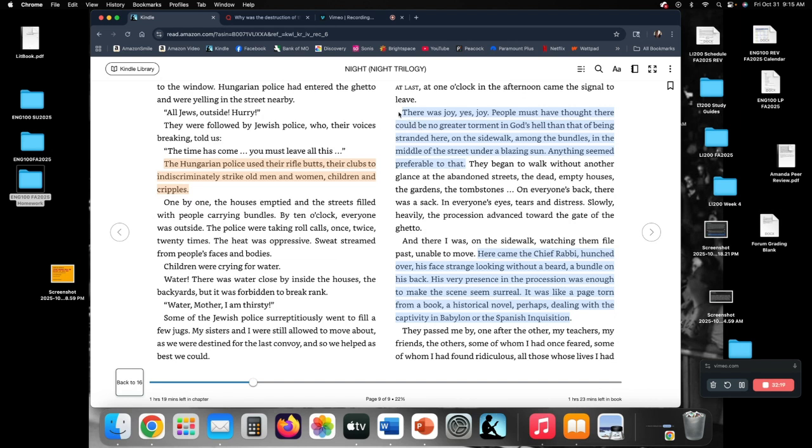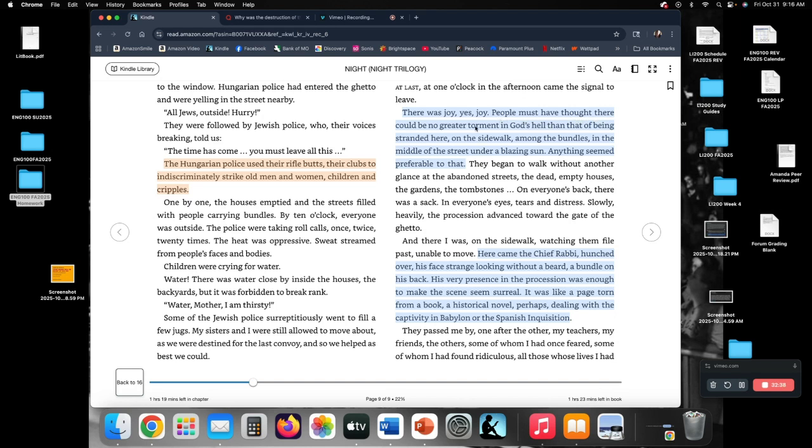This is a really, really hard passage. There was joy. They're leaving. Yes, joy. There's joy that they're leaving, that they're heading to the transport. Such irony. It's dramatic irony here.